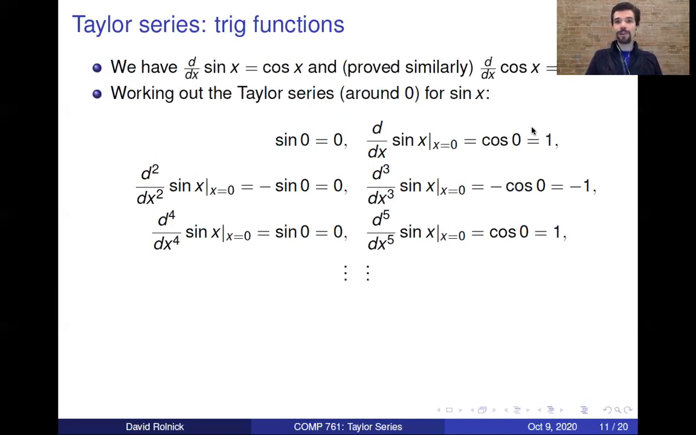So let's work out this Taylor series for sine of x around 0. Sine of 0 equals 0. The derivative of sine of x is cosine of x. So we have cosine of 0, which is 1. Then if we take the derivative twice, we get negative sine of 0, because the derivative of cosine is negative sine. So we have 0 again. Then if we keep on doing this, we have sine, cosine, negative sine, negative cosine. Then it goes back to sine, cosine, and it keeps on repeating. It's this nice period 4.